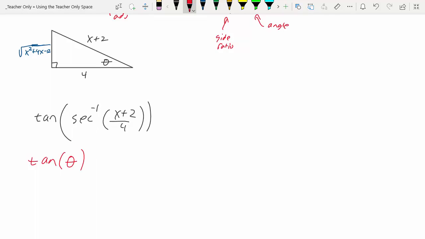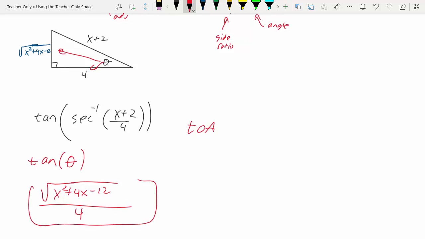So you go to your triangle and you say, okay, tangent is TOA, opposite over the adjacent. So therefore, tangent would be the opposite, which would be square root of x squared plus 4x minus 12 over the adjacent, which was 4. So hopefully this makes sense.